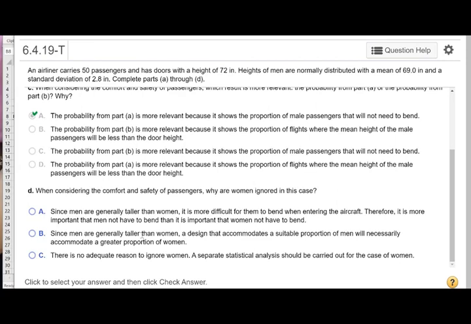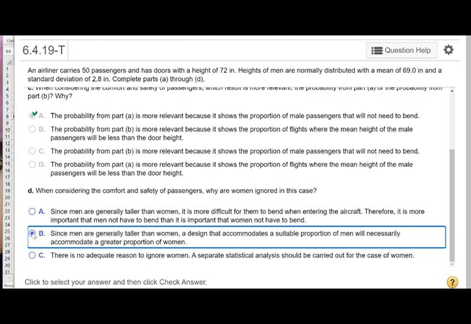Since men are generally taller than women, a design that accommodates a suitable proportion of men will necessarily accommodate a greater proportion of women. That sounds good. I mean, that's basically saying since men are taller, if it works for the men, it's going to work for the women. And C, there is no adequate reason to ignore women. A separate statistical analysis should be carried out for the women. Well, no, because on average, men are actually taller. So yeah, definitely I would go with B for this one.